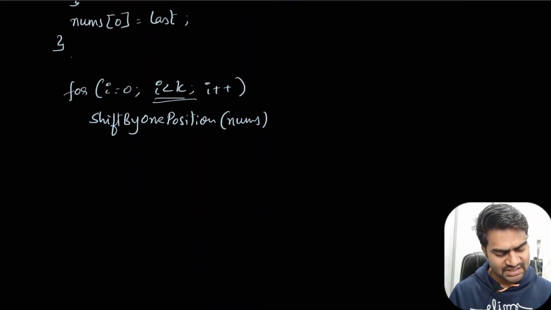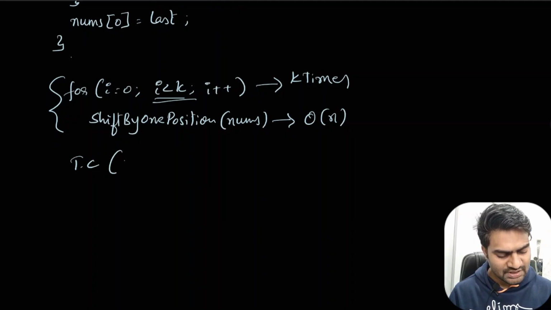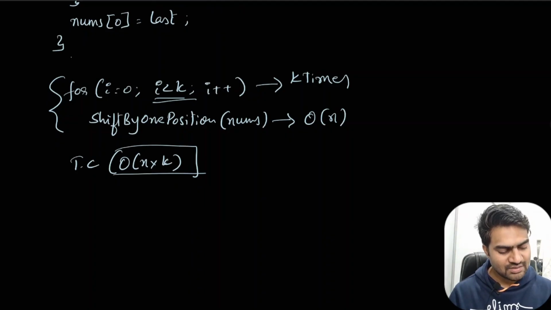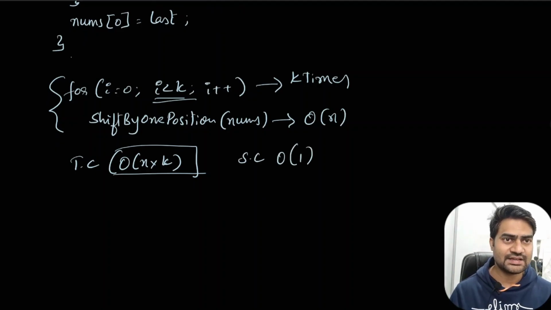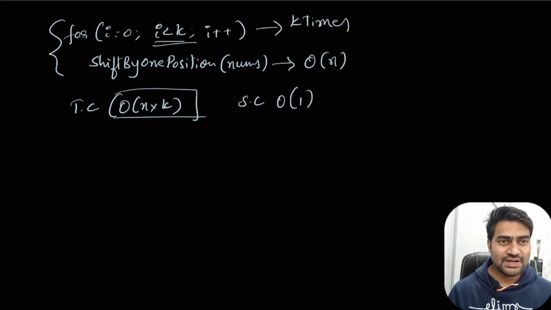So now if you see, this one will take order of n time complexity. This runs for k times. So what is the total time complexity for this problem? It will be order of n into k. But space complexity is still big O of 1 because it is not using anything extra. Okay, so this is extreme naive. Interviewer will not be happy with this particular solution because it takes big O of n into k time complexity. So how to improve this?